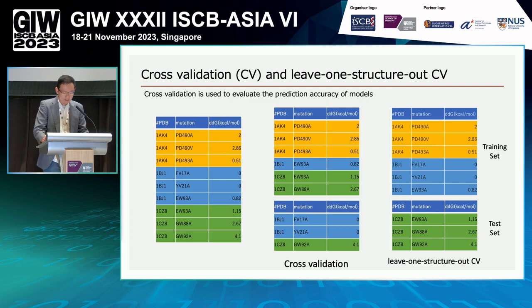And in the leave-one-structure-out cross-validation test setting, the binding affinity data of 1 protein complex is excluded from the training dataset. So the model is trained on the other 2 protein complexes and tested on the held-out protein complex. This method mimics the realistic situation where we have a new protein complex with no binding affinity data available. And so we can apply a trained model to predict the binding affinity change for this new protein complex.